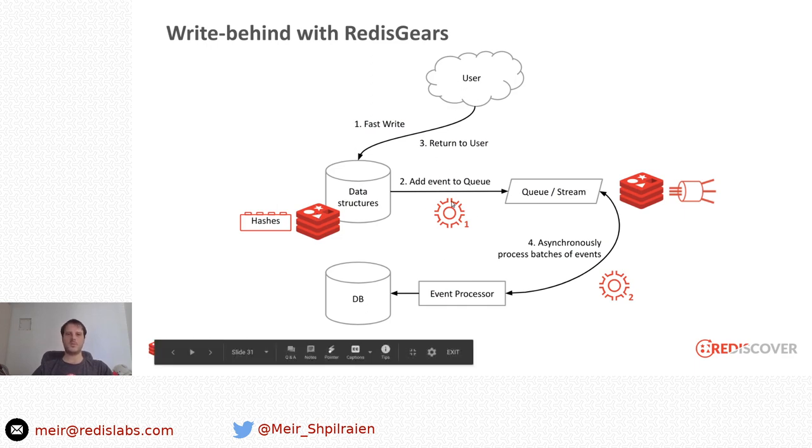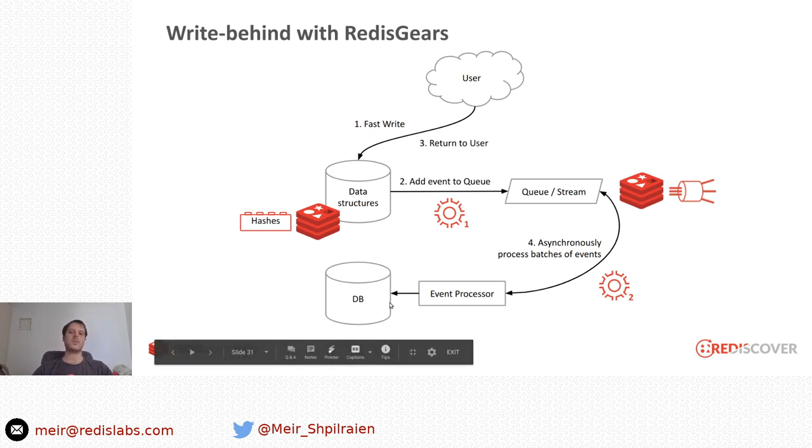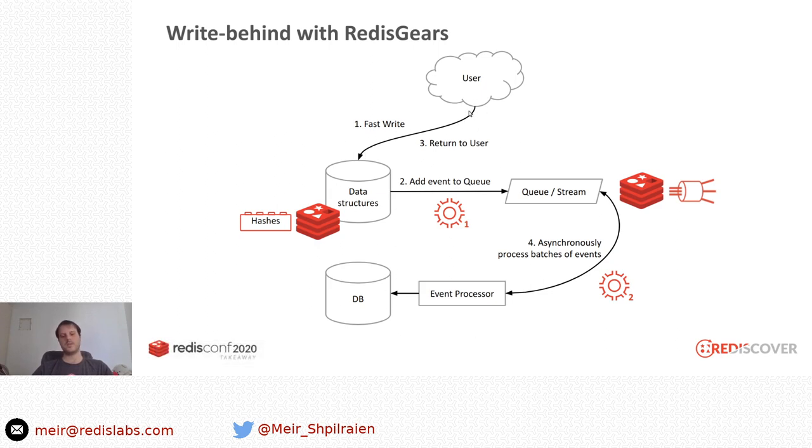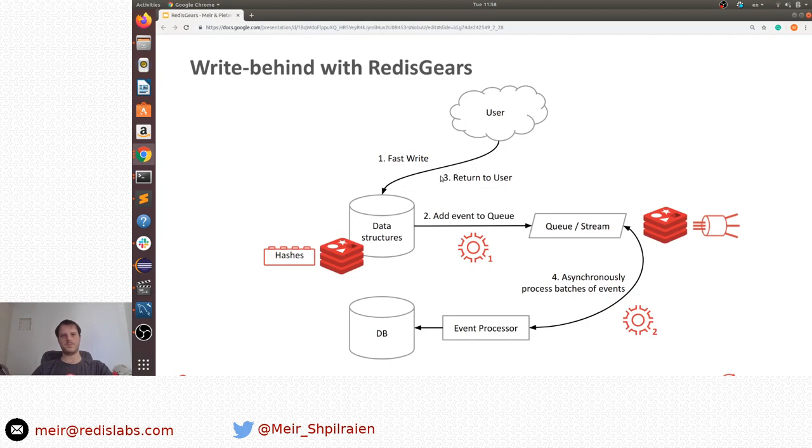The reason that we split it into two RedisGears functions is because this stage is very, very fast, and this stage might be slow, because writing to MySQL, for example, is slower than writing to Redis. So we don't want this stage to be delayed because this stage is taking longer. So what happens here is you can continue writing to Redis while RedisGears writes the data in the background to the target, to MySQL, for example. And let me show an example.